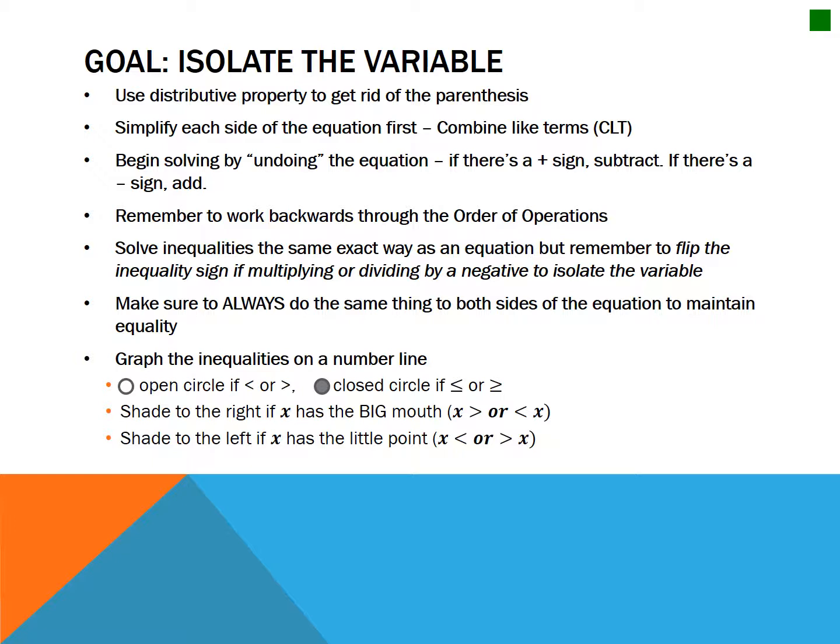The goal, whenever you have one of these equations, any equation, is to isolate the variable. So you're going to use the distributive property to get rid of the parentheses. You're going to simplify each side of the equation first. That means you're going to combine like terms.